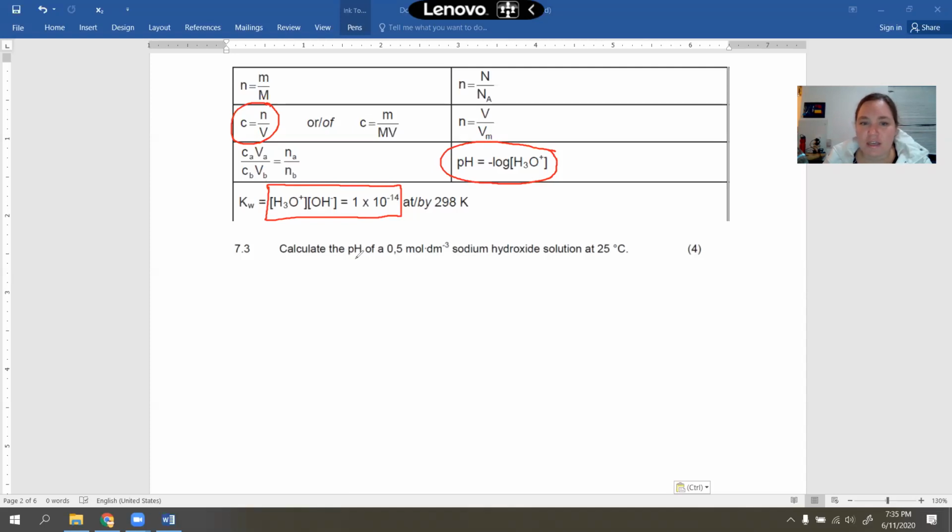All right, so this would be worth 4 marks in an exam. And the question is to calculate the pH of a 0.5 mole per decimeter cube sodium hydroxide solution. Now, bearing in mind that both formulas are there, and I'm giving you a big heads up, sodium hydroxide is a base. So you're going to use both of them.